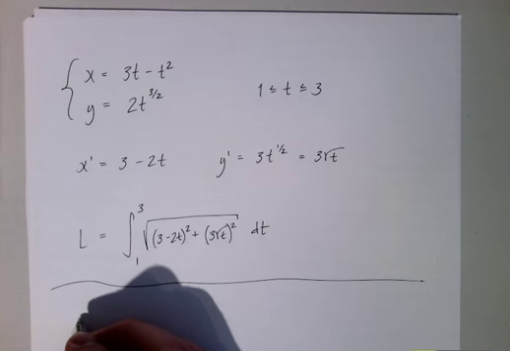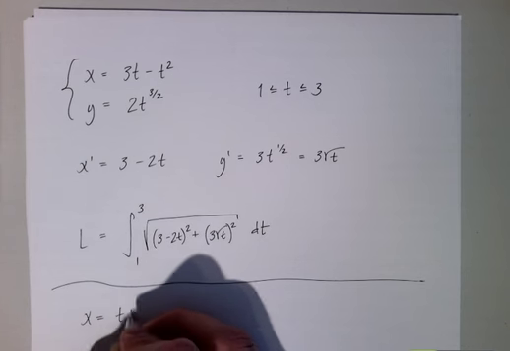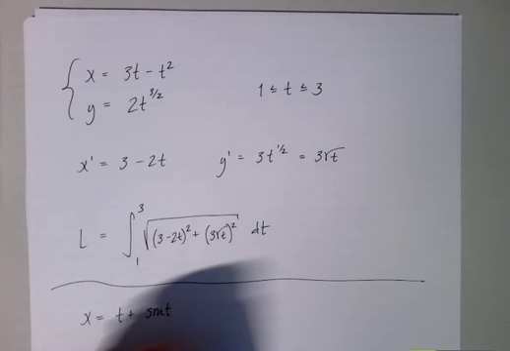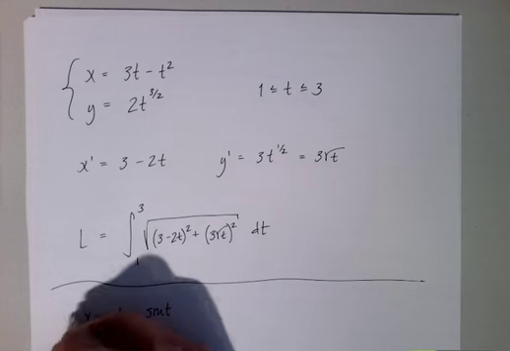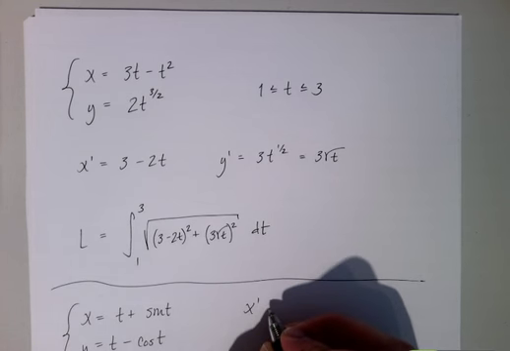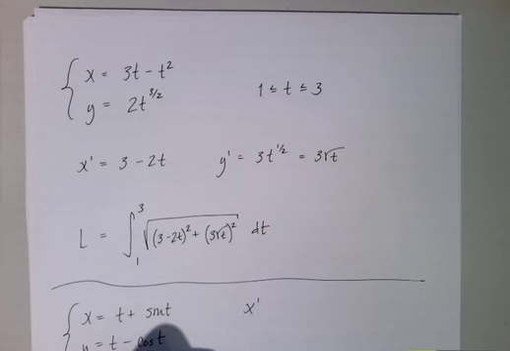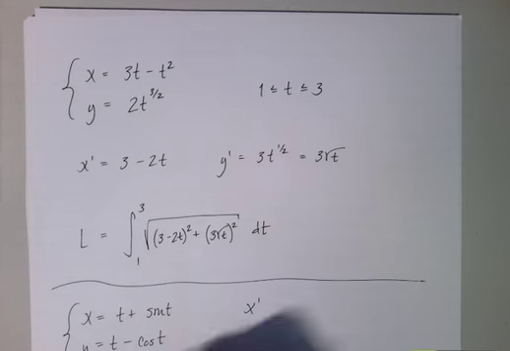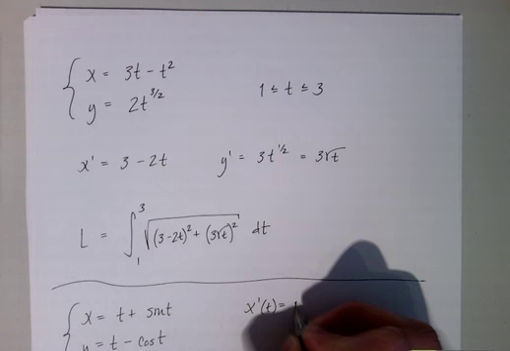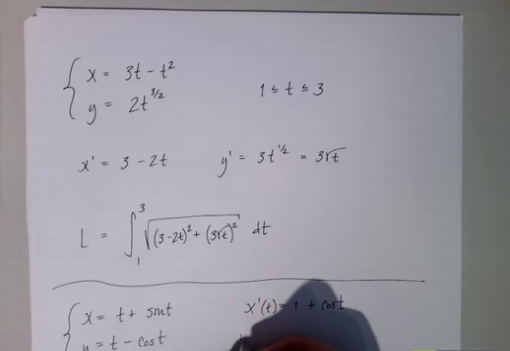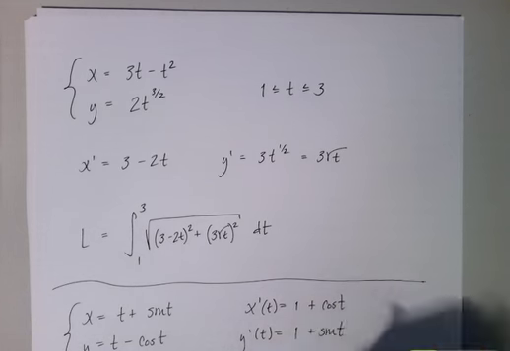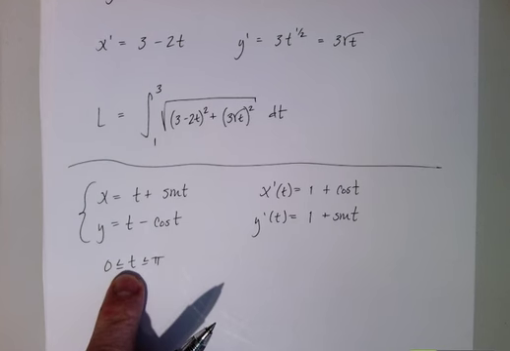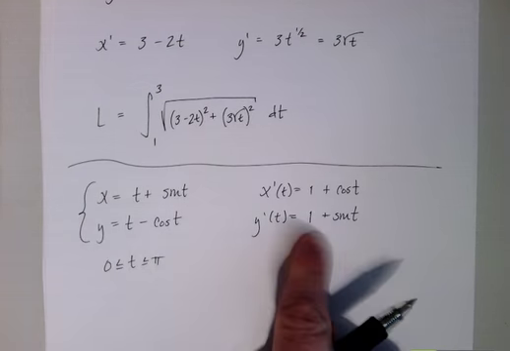Let's go ahead and do x is equal to t plus sine t, and y is equal to t minus cosine t. Let's go ahead and take those derivatives. By the way, it's going to be from 0 to pi. x prime of t is going to be 1 plus cosine t, and y prime of t is going to be 1 plus sine t. Sorry, forgot to move that up, but we see here the interval. This is the original parametric, and these are the derivatives.